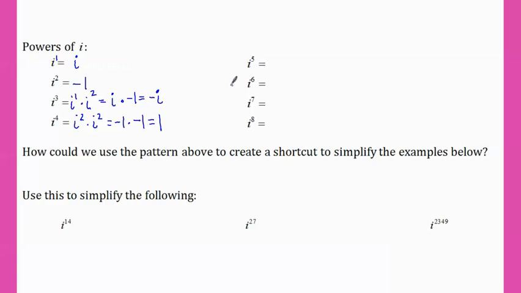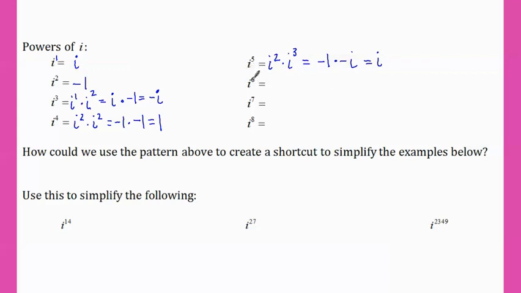For i to the fifth, we can choose any of these exponents that will add up to 5. I'm going to use 2 and 3. You could use 4 and 1 if you wanted. i squared is equal to negative 1. i cubed is equal to negative i. Negative 1 times negative i will equal positive i.